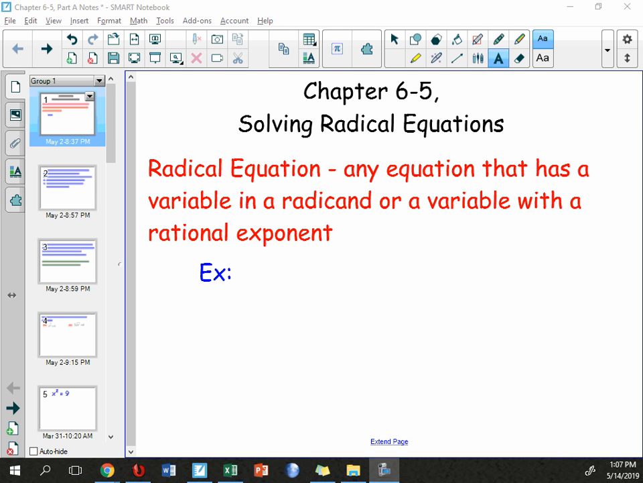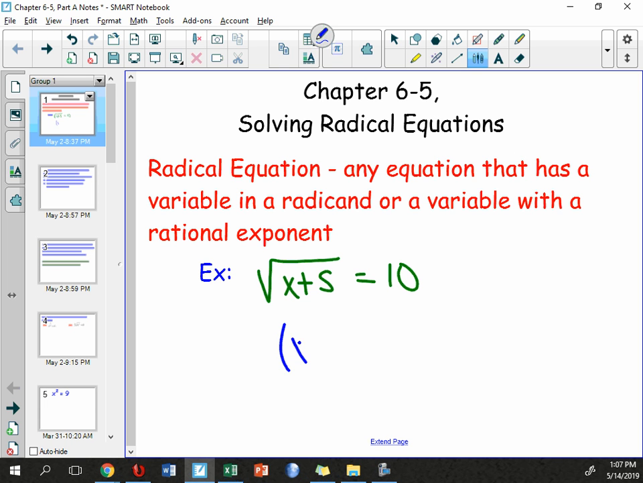A radical equation is any equation that has a variable with a radical or has a variable with a fractional, aka rational, exponent. Rational means fractional. So here are your possibilities. You could have the square root of x plus 5 is equal to 10. That is a radical equation. Or you could have x plus 2 raised to the 2/3 power is equal to 7. Those are examples of radical equations. Do we all understand that, yes or no? We good?